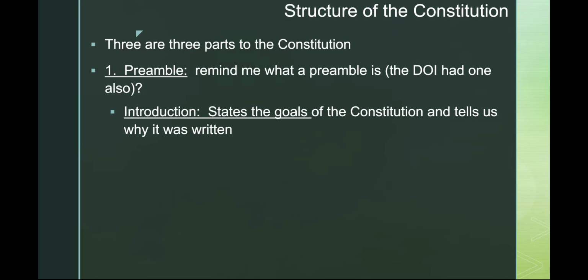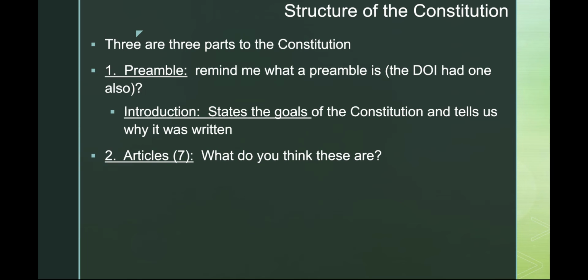It starts out with the three words, "We the people," and it continues on, "of the United States," and it talks about some of the goals of it. So super short on that one. The longest part of the Constitution are the articles, and there are 7 of these. The articles tell us how the government is set up. For instance, and we'll spend a lot of time with Articles 1 through 3.